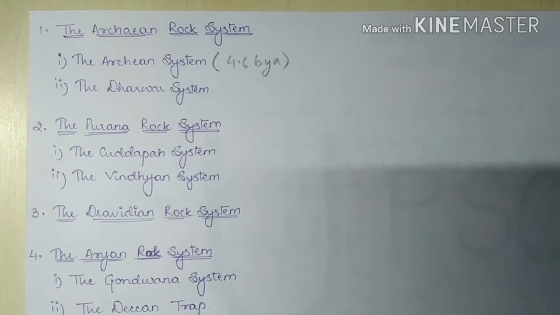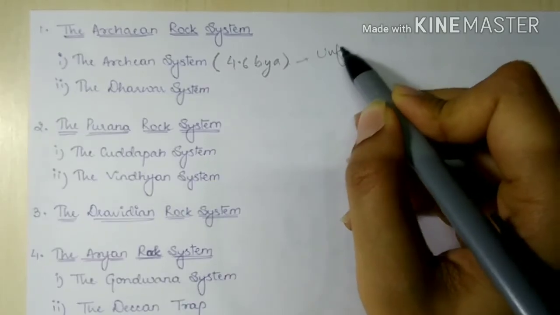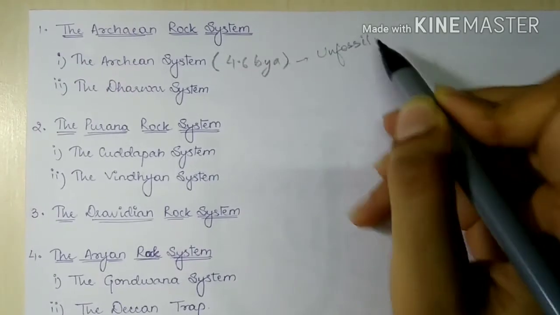Now this Archean system was formed because of cooling of earth, and it is the oldest known rock structure on the earth crust. The rocks in the Archean system are devoid of any type of life, because during that time we had no life on earth. And that is why they are azoic or unfossiliferous rocks.